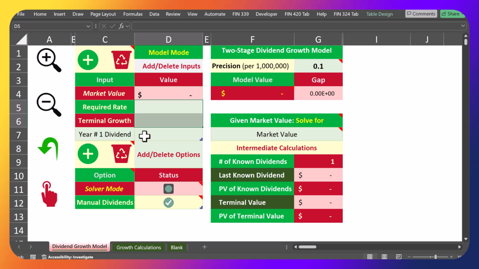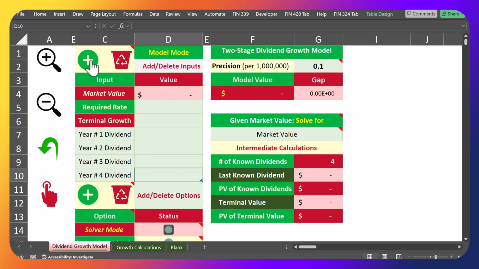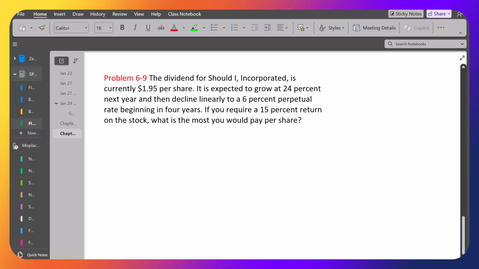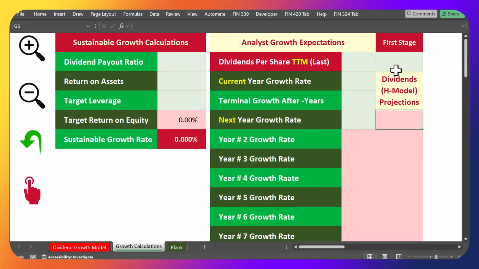We're going to need 4 years of dividends, technically 4 years. Let's see, 1, 2, 3. All right. Required rate is 15%. Terminal growth is 6. Let's go to growth calculations.